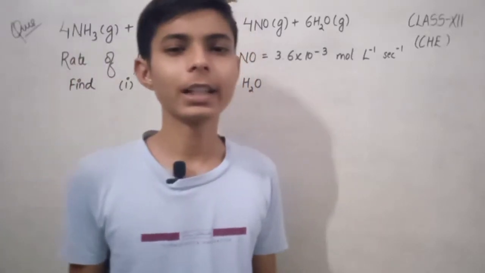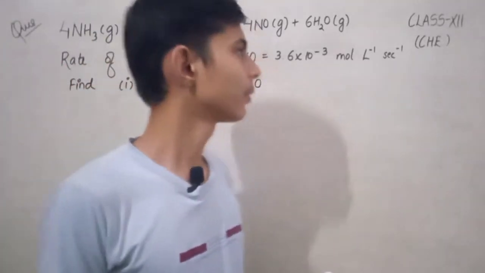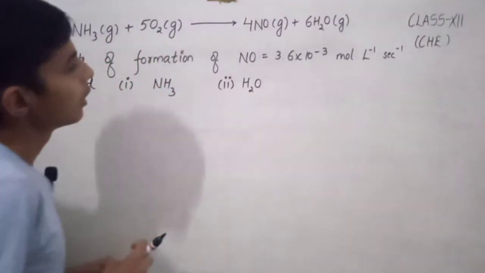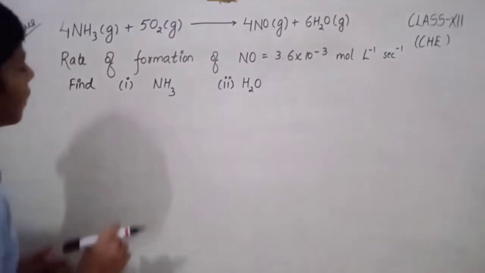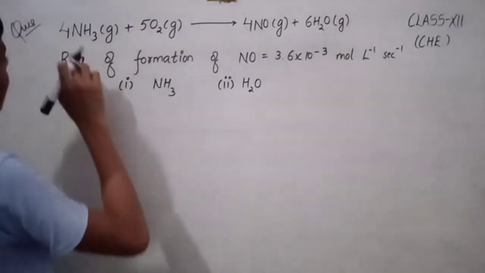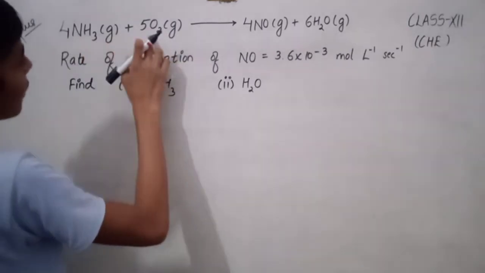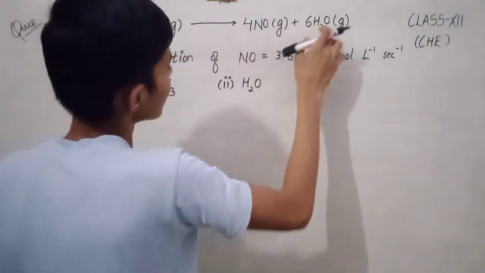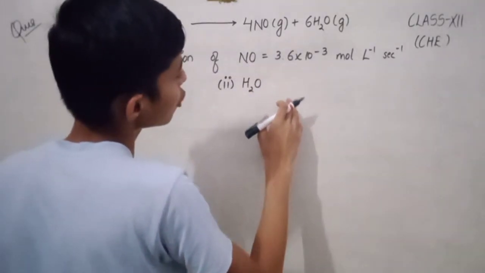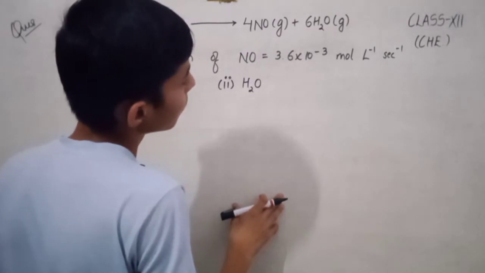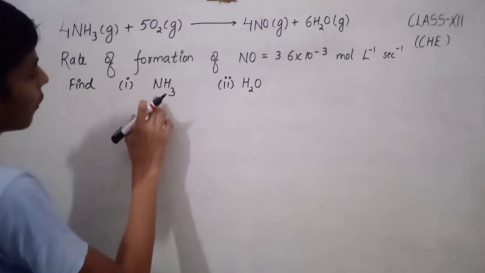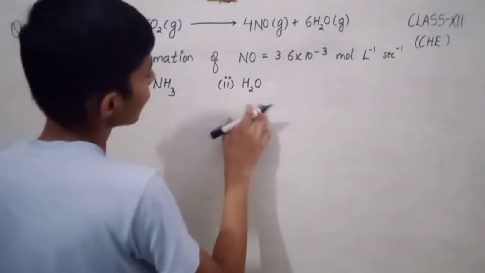Hello friends, today I am back with another lecture of chemistry and the name of the chapter is chemical kinetics. So before going straight away to the topic, let's solve a small numerical. Here the reaction is given: 4NH3 plus 5O2 gives 4NO plus 6H2O, and the rate of formation of NO is 3.6 into 10 raised to the power minus 3 mole liter inverse second inverse, and we have to find the rate of disappearance of ammonia and the rate of formation of H2O.